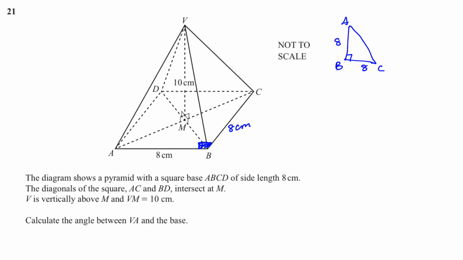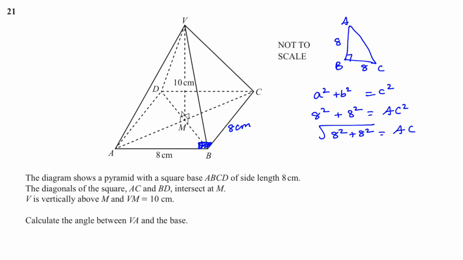To find AC, you are going to use Pythagoras theorem. A square plus B square is equal to C square. Therefore, 8 square plus 8 square is equal to AC square. So the square root of 8 square plus 8 square is AC. 11.31 is AC. We are interested in AM. AM is equal to half AC. So half times 11.31, and that will be 5.656. Take 2-3 numbers after decimal. Don't round it to one decimal till your final answer.